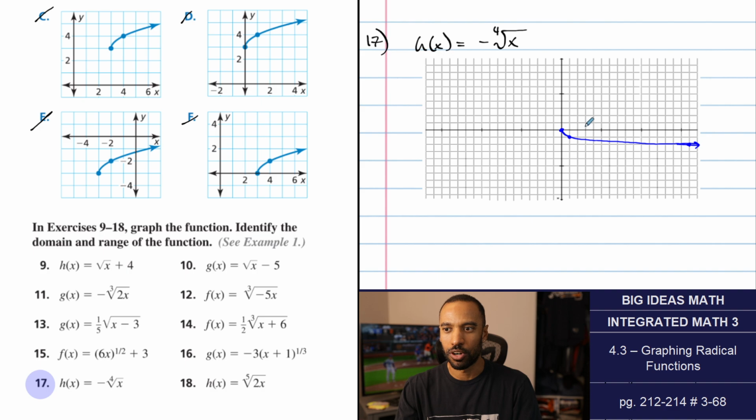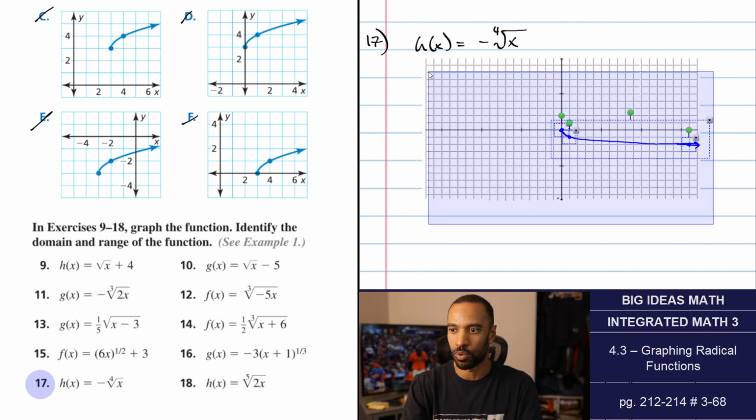And then you got to go over, what's 3 to the fourth? 81. Guys, you got to go over 81 to go down 3. I mean, you can change the scale of your graph. That's fine. But you got to go over 81 to go down 3.